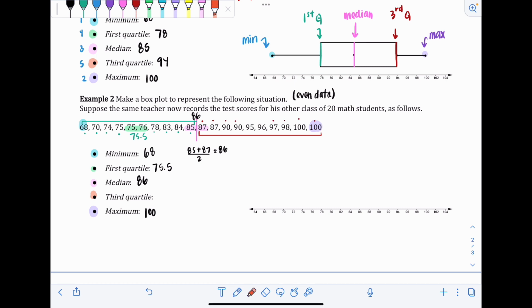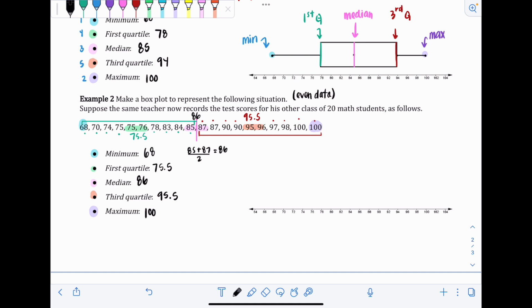So again, I have two numbers in the middle. I need to find the average of those two numbers. So 95 and 96. The average of those two would be 95.5, or if you're not sure, you would add them together and divide by 2. So the third quartile is going to be 95.5. So we have all of our numbers. Now we can go ahead and put the points and begin to create our box plot.